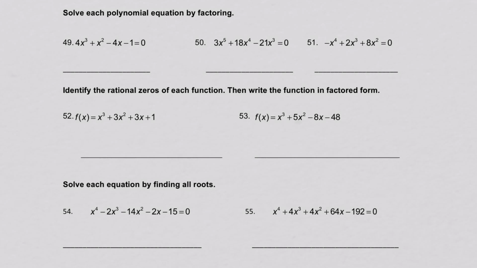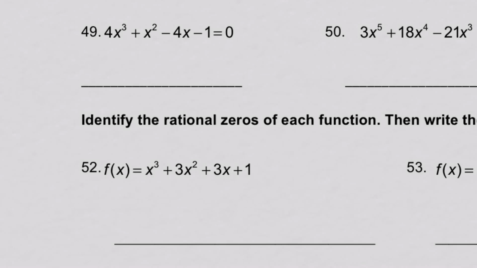Okay, so here you go. Let's start with number 49. I'll probably do 49 and then I'll let you guys try out 50 and 51 on your own. Okay, so here we go, 49. So it says 4x cubed plus x squared minus 4x minus 1. I see a cubic equation and I see 4 terms. That gives me a clue that probably factoring by grouping might work. Not guaranteed, but it might work. So I'm going to try that as my first attempt.